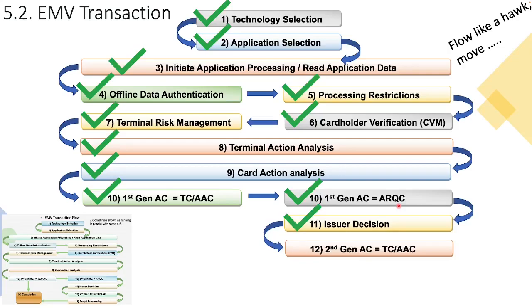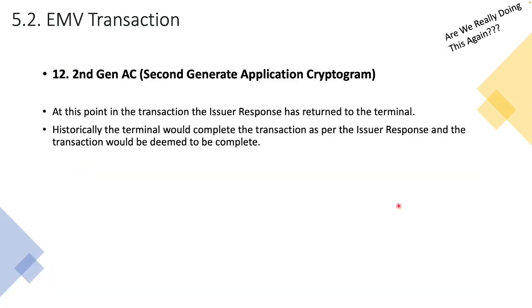In today's video, we're looking at step 12, which is the second Gen AC phase of the transaction. Okay, so as we've just discussed, at this point in the transaction, the issuer response has returned to the terminal, right? So historically, if you look at the magstripe world, this would be the end of it. The terminal would receive the issuer host response. So let's assume that the issuer host response said let's decline the transaction. The terminal would have no further input, and obviously the card wouldn't, because the card is no longer present once it's been swiped through.